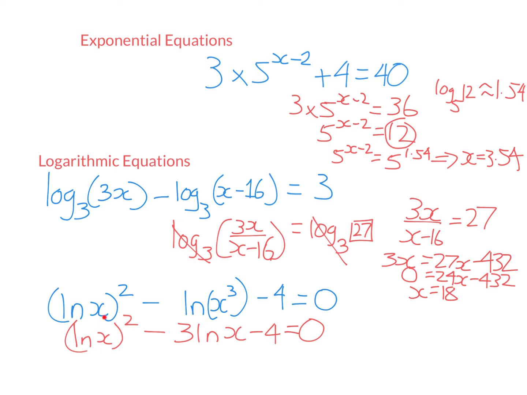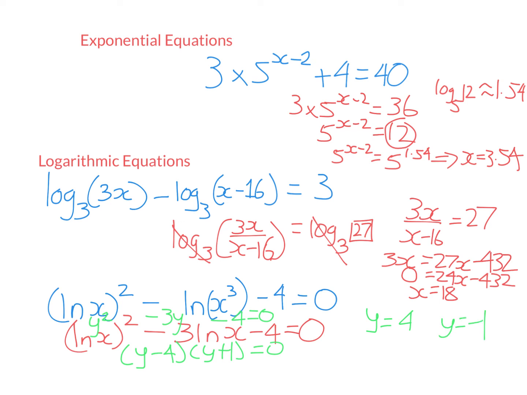Note I can't use any log law to simplify this. So I'm going to let y be ln x. So I've got y squared minus 3y minus 4 equals 0. You can use the polynomial solver on your calculator to solve this quadratic, or you can factorize. If I'm factorizing, I'm going to get y minus 4, y plus 1 equals 0. And of course, by the null factor law I get y equals 4 or y equals minus 1.